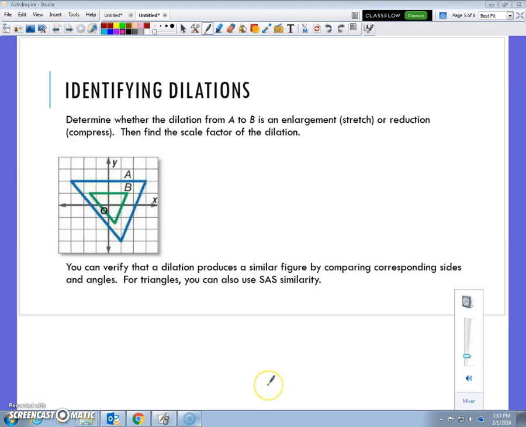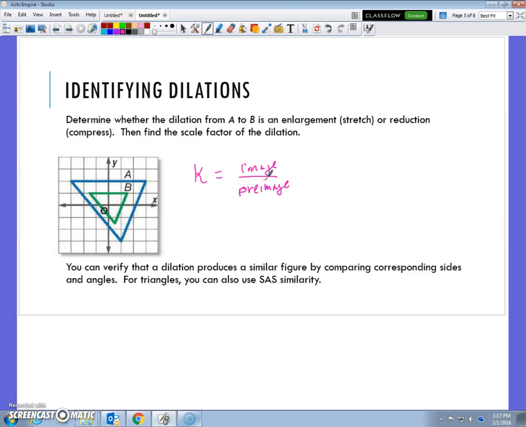Let's take a look at this dilation and decide just by eyeballing it what is actually happening. I'm going from A to B, so A is the bigger triangle and B is the smaller triangle, so this is going to be a reduction or a compression. When we're comparing these two things, we always need to think, what is my scale factor? To do that, I need to compare my image to my pre-image.